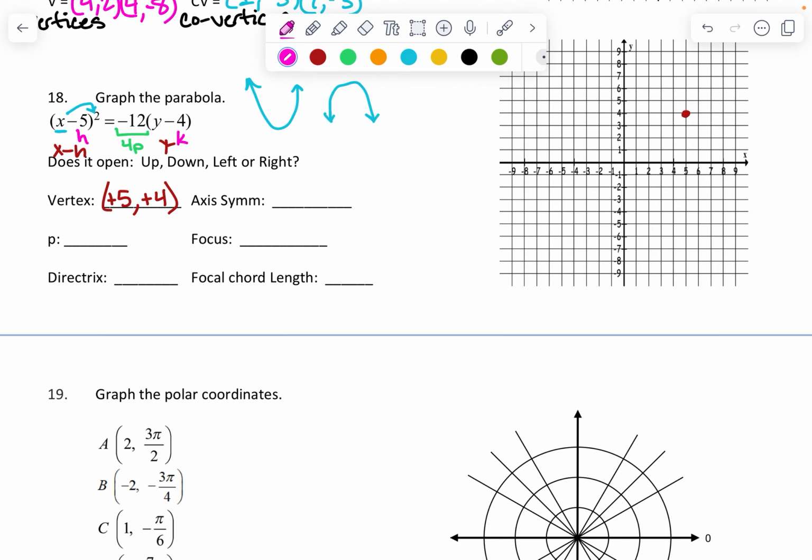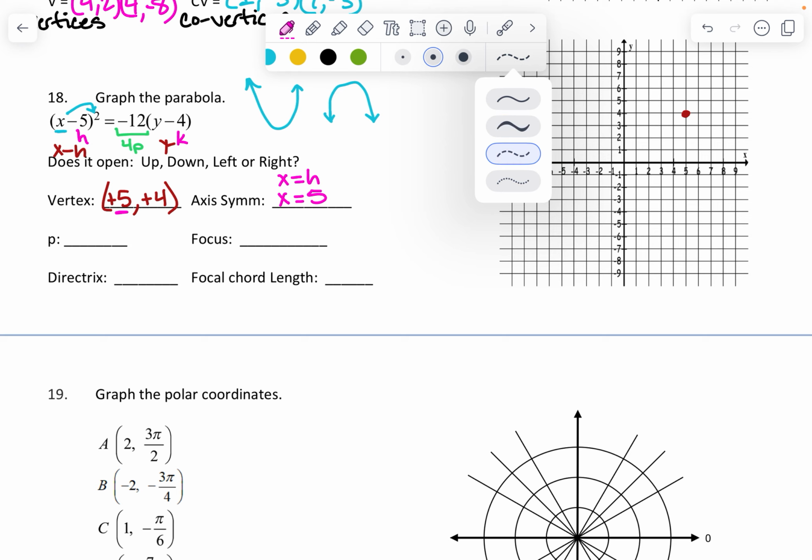Next, the axis of symmetry. If you look back at your notes for this lesson, on a parabola that is tall or upright, opens up or down, the axis of symmetry is at x equals h. So all we need is our h value, and we would say x equals 5, and that would be our axis of symmetry. So if you wanted to, you could put a dashed line through the center. Your parabola is going to reflect on both sides of that line.